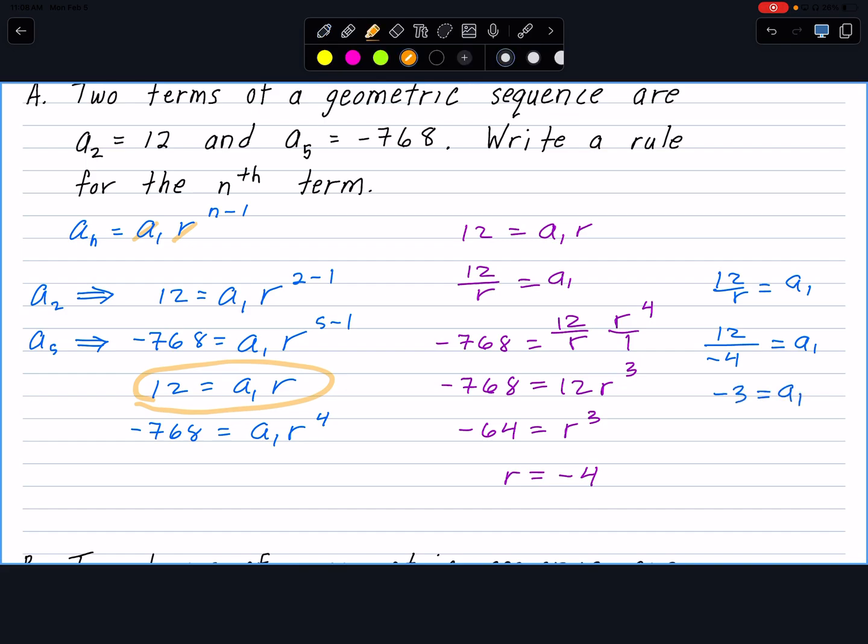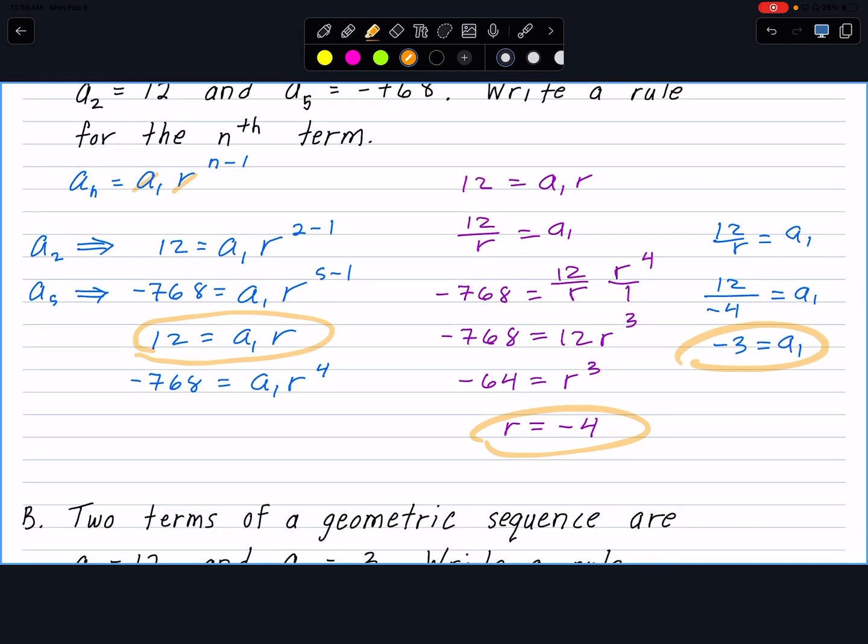So now we have r, we have our first term. We're ready to write our equation. I'm going to do this in red over on the left because I've left myself very little room. a_n equals our first term, which we found to be negative 3, times r, which was negative 4, raised to the power of n minus 1.